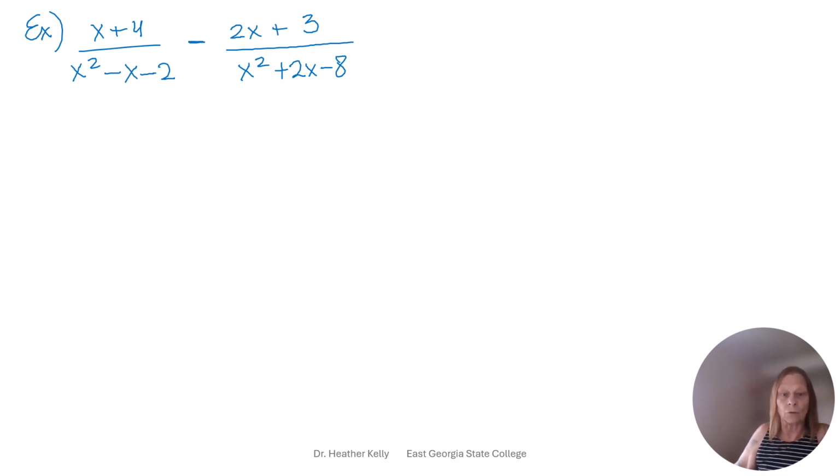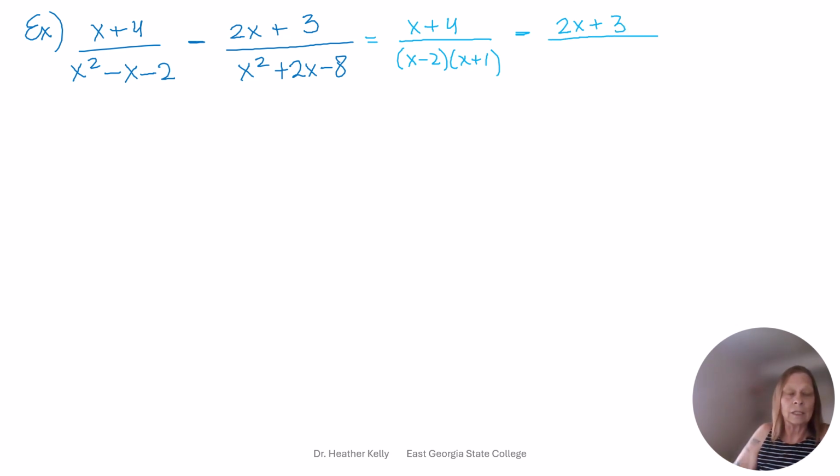Okay, first things first, I've got to factor these completely. So this is x plus 4 over, in this denominator, x squared minus x minus 2 is x minus 2, x plus 1. And then minus our 2x plus 3 over, and this factors out to be x plus 4, x minus 2.